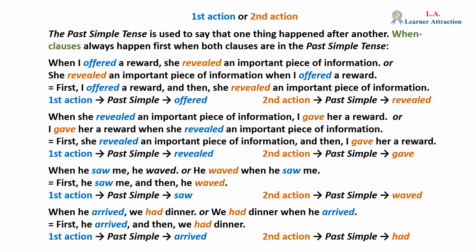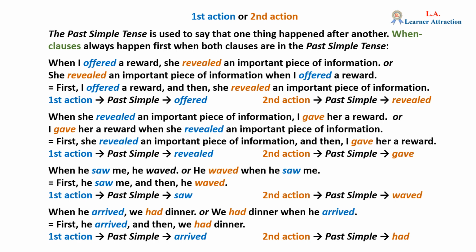First action, past simple, offered. Second action, past simple, revealed. When she revealed an important piece of information, I gave her a reward. Or, I gave her a reward when she revealed an important piece of information. Means, first, she revealed an important piece of information, and then, I gave her a reward.